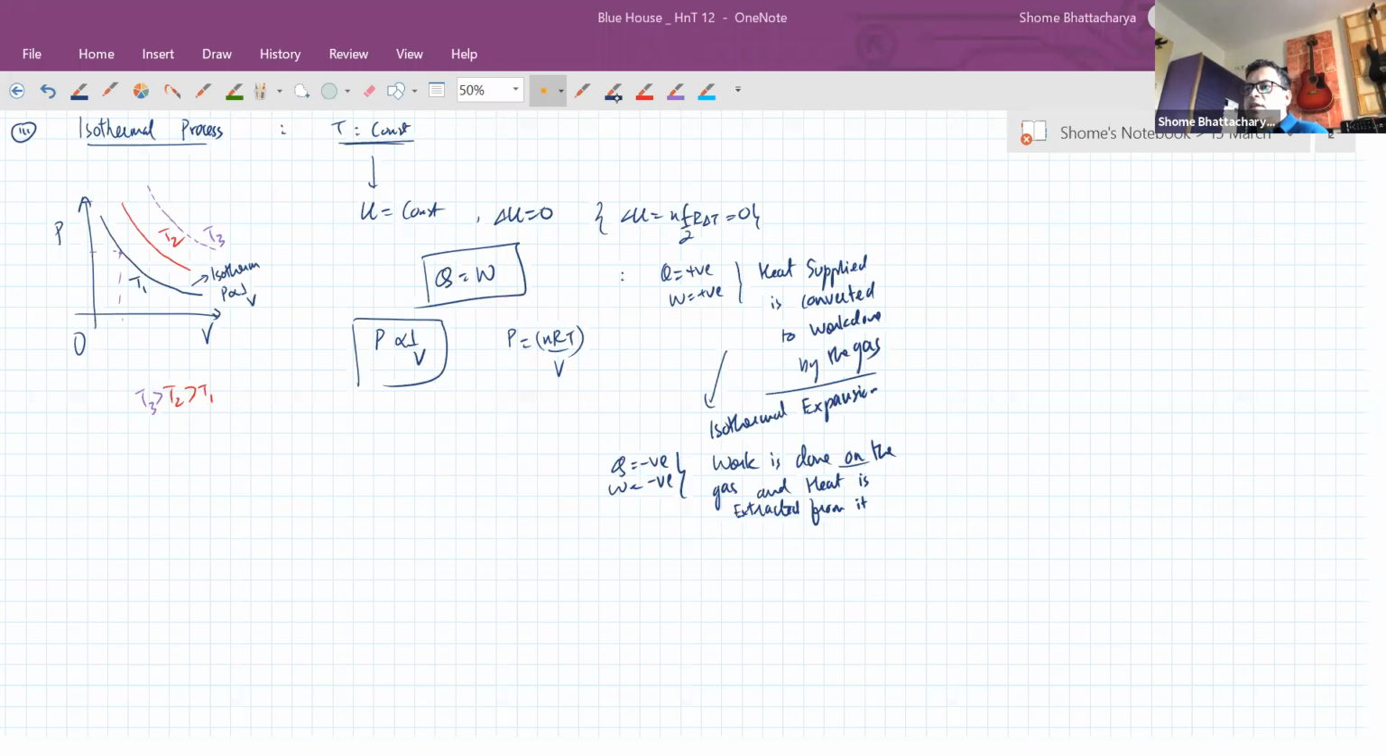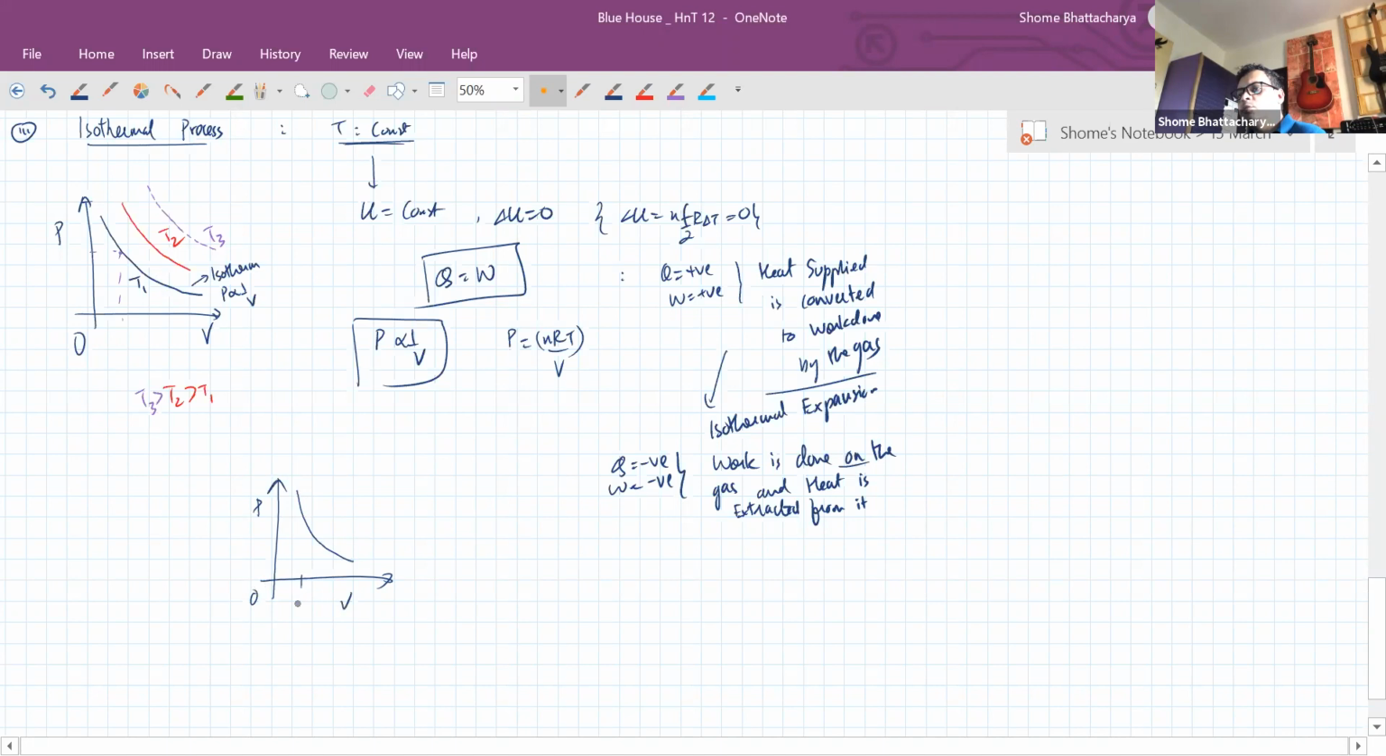Right, now the next thing, the calculation of work done. So work done is area under the graph. So if we are, for example, going from a volume of V1 to a volume of V2, in the case of this isothermal expansion, so the work done will be this.